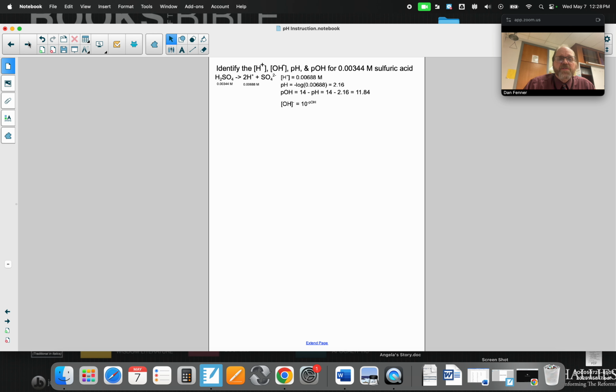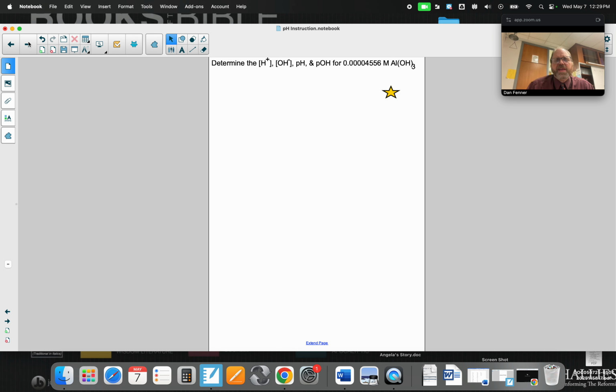All right, now, to find hydroxide ion concentration, it's 10 to the minus 11.84, 4 sig figs. I'm going to get 1.445 times 10 to the minus 12 molar concentration. There we go. All right, let's try this one then. Now, we're getting a little bit more complicated here. We're going to do hydroxide.